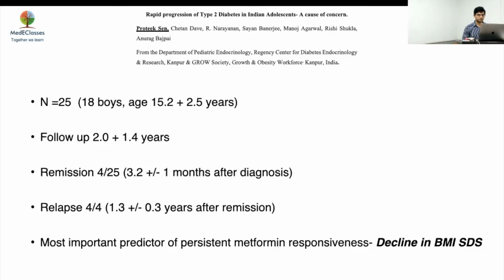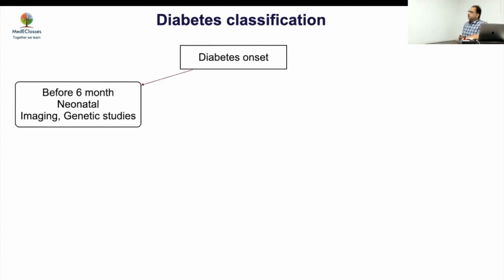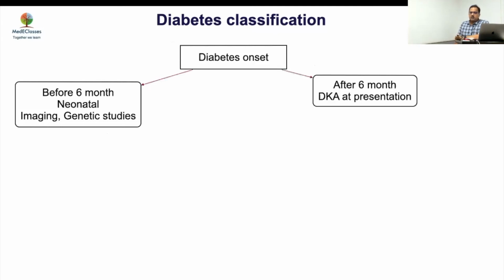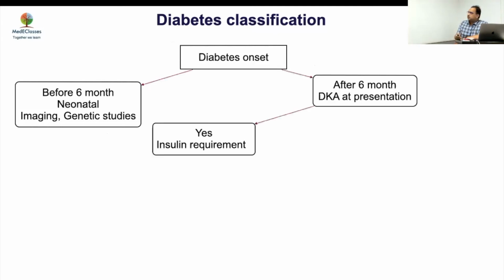But if he gains weight, he'll again go into diabetes. It is pretty certain from that regard. The most important thing to look at is age at onset, and we know if it's before 6 months, it is neonatal. Do genetic studies. If it is after 6 months, look at DKA at presentation. If DKA is present and the child is requiring insulin, this is type 1.